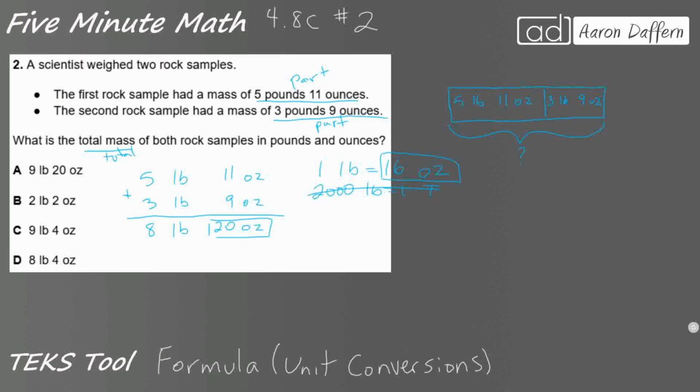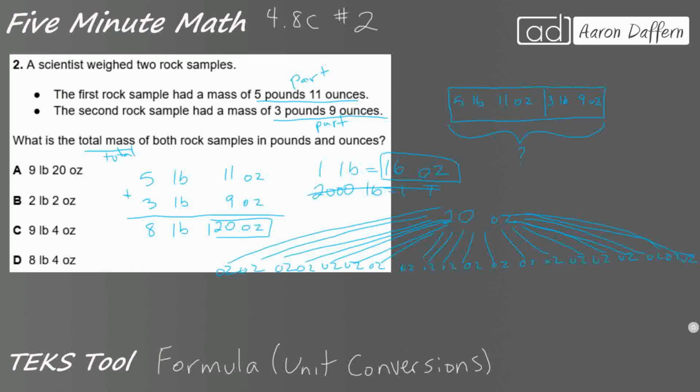So what I'm going to do is I'm going to take my 20 ounces and I'm going to break it up. Ounce, ounce, ounce, ounce, ounce. So I've got 1, 2, 3, 4, 5. Ounce, ounce, ounce, ounce, ounce. 6, 7, 8, 9, 10. Now I'm doing this individually like this. Now I've got 20 individual ounces. Obviously, using the number 20 is going to be a lot easier.